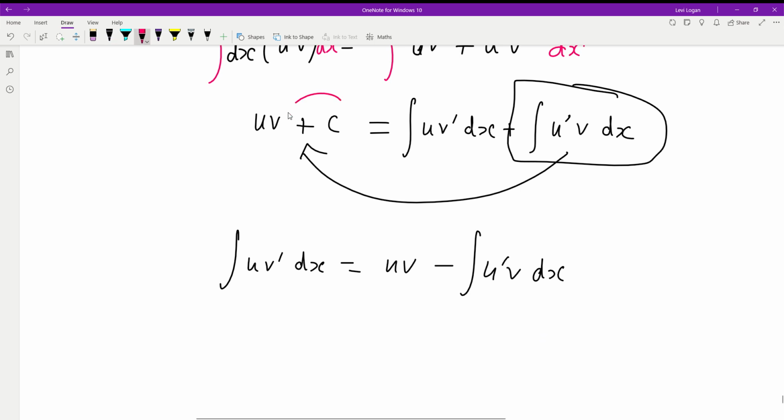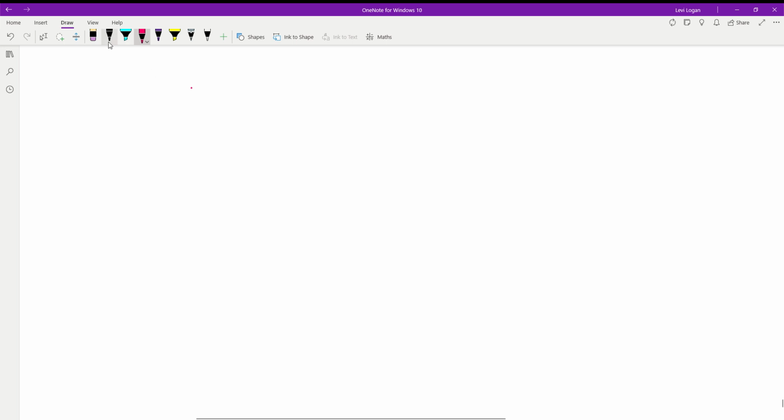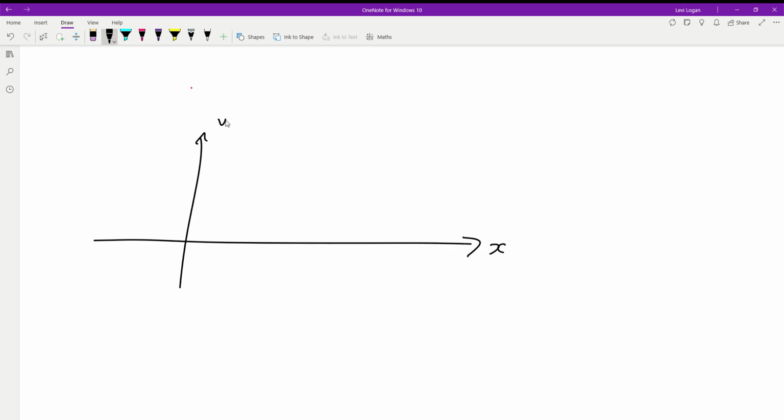Now you probably didn't need to include a plus c here because we can account for that in that integral as well. Right, and this is what we call integration by parts. Integration via parts. Righto.